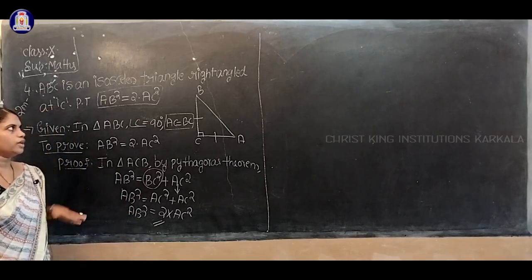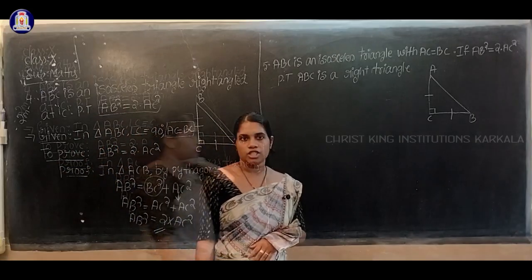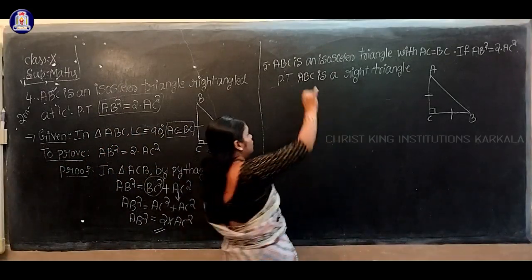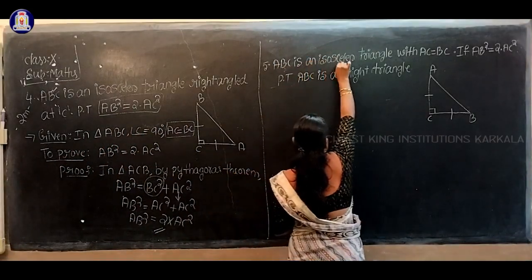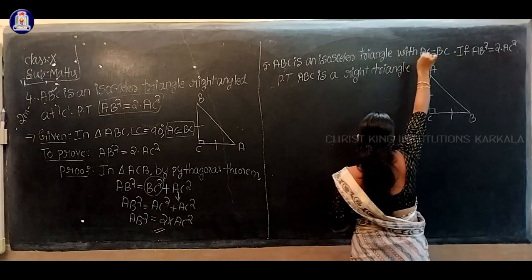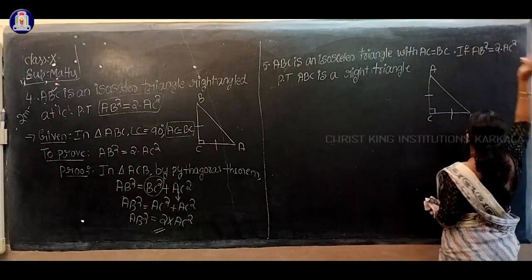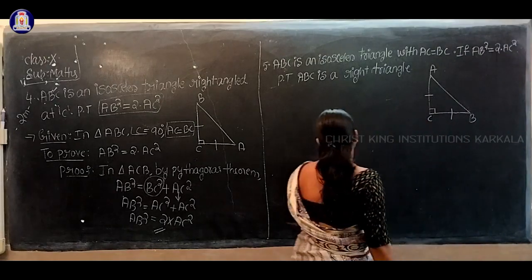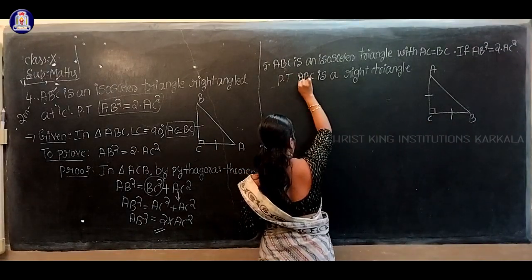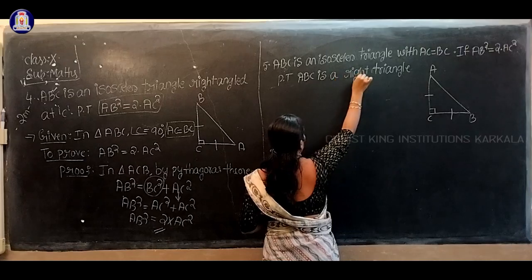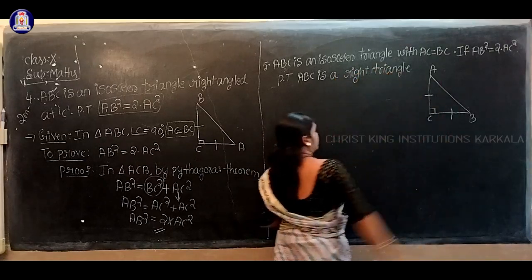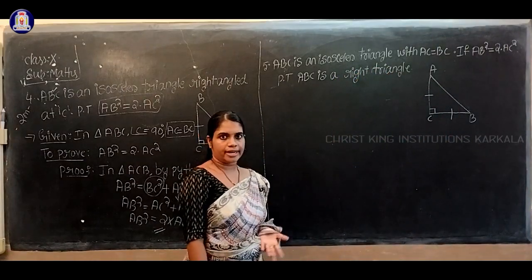Important. Next problem, fifth problem. See here. ABC is an isosceles triangle with AC is equal to BC. If AB square equal to 2 into AC square, prove that triangle ABC is a right angled triangle. Right triangle or right angled triangle.